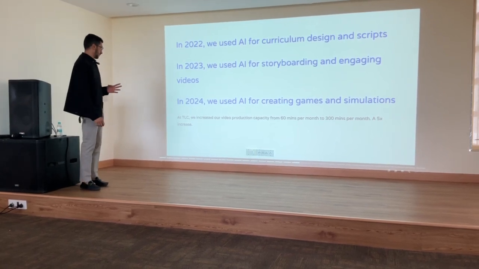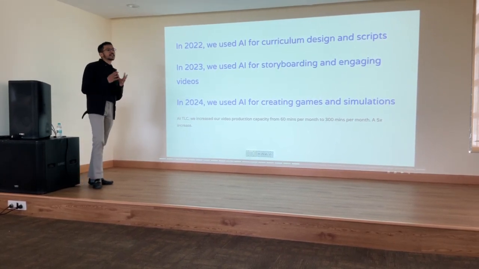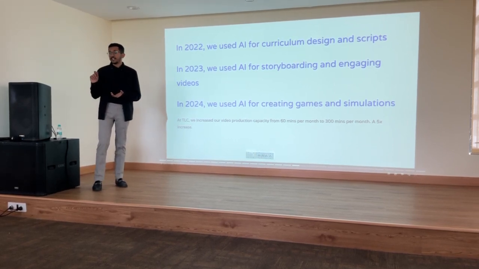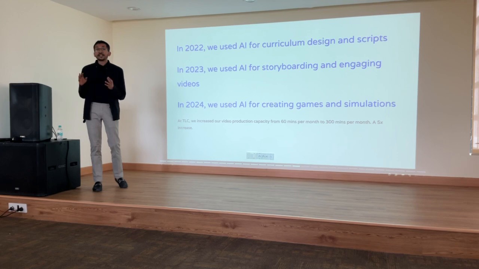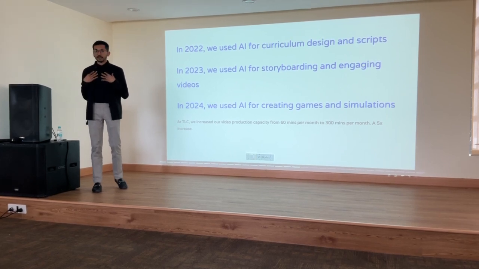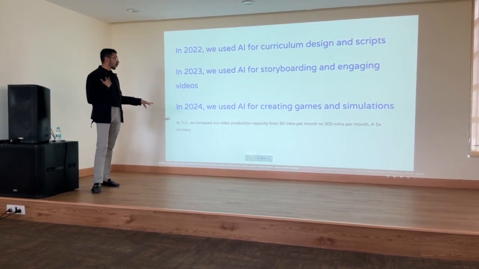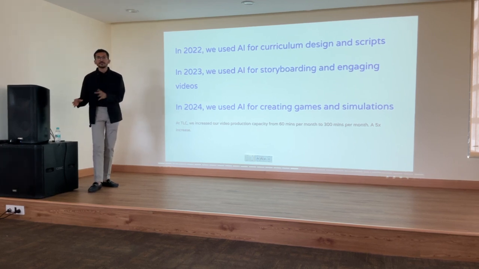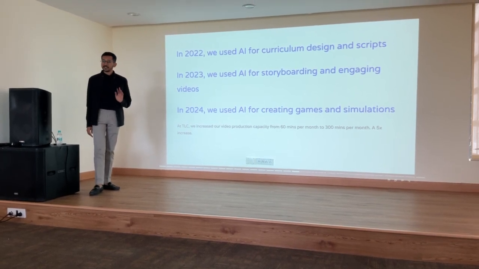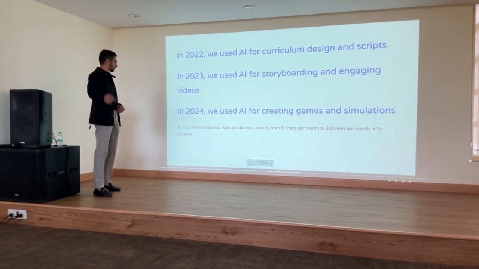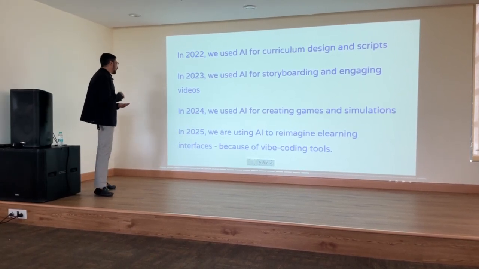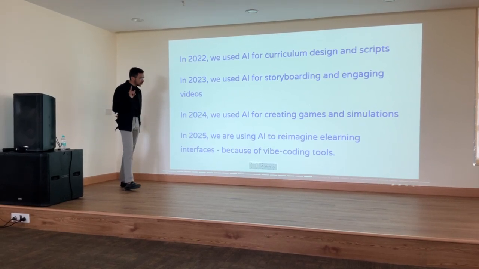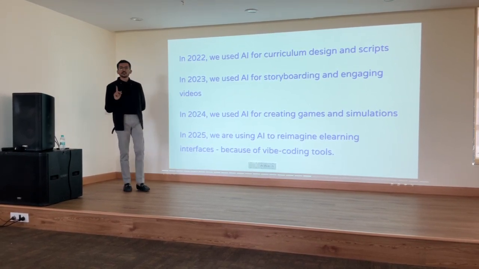In the last 3 years, we have increased, and I know video production capacity is not a metric to judge learning by any means, no. But it measures our productivity, right? And our productivity has gone from 60 minutes per month to 300 minutes per month. Same number of people, simply because we've learned how to use AI well. Next. And now in 2025, we are using AI to reimagine learning interfaces because of vibe coding tools.